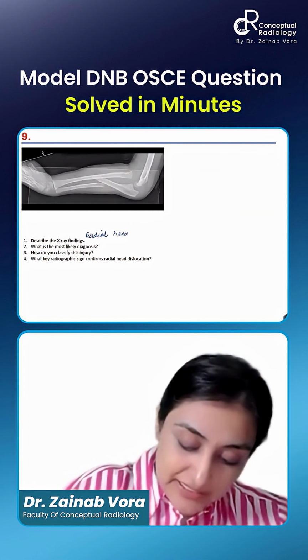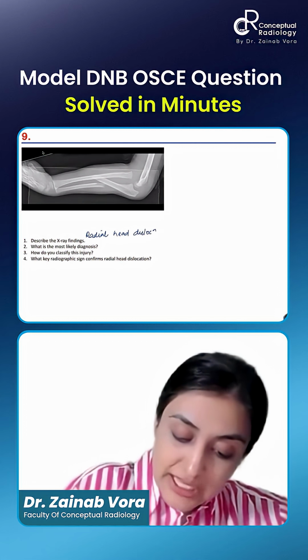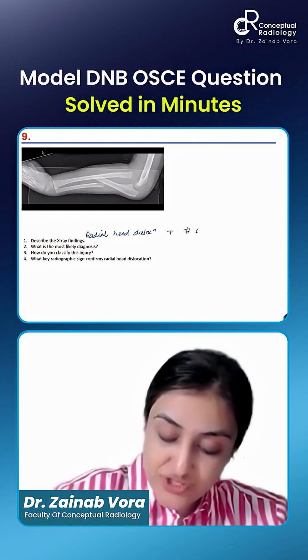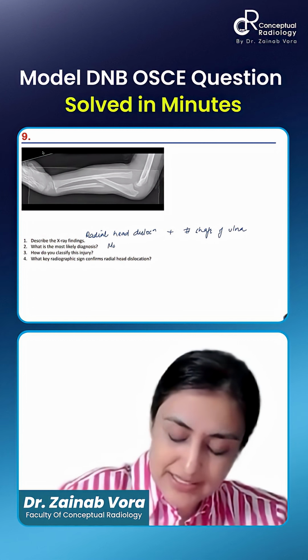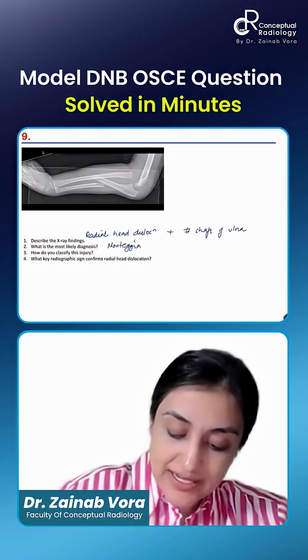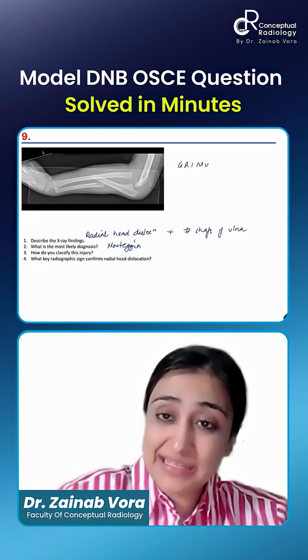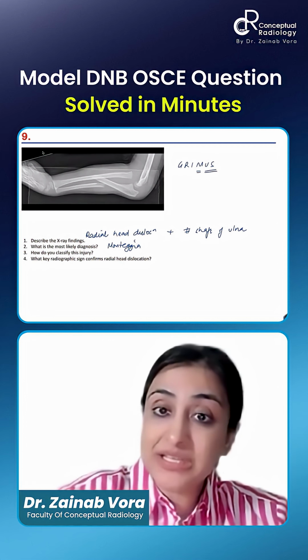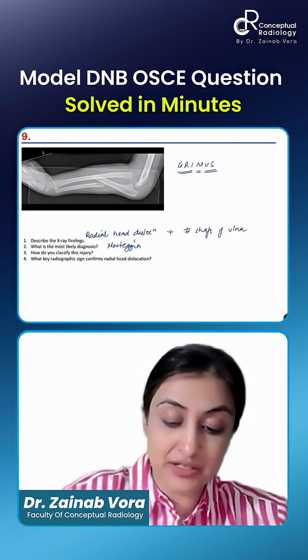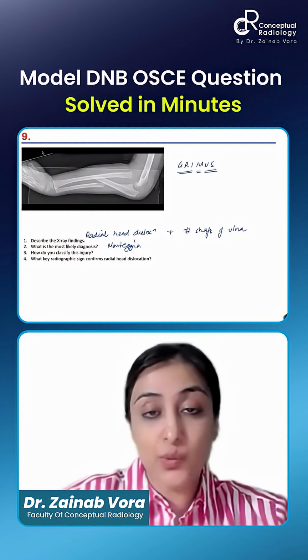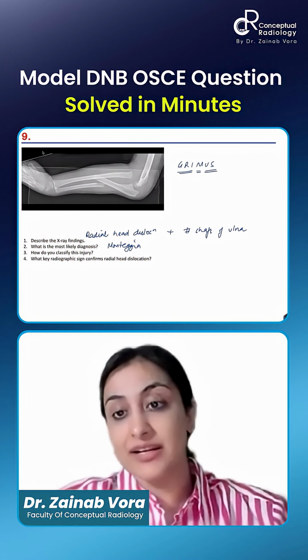So, there is a radial head dislocation with fracture of the shaft of the ulna here. So, it is a fracture dislocation complex. This is Monteggia, right? For those of you who've forgotten, Galeazzi: Monteggia is a fracture of the proximal ulna with radial head dislocation. Galeazzi is a fracture of the distal radius with radioulnar dislocation.